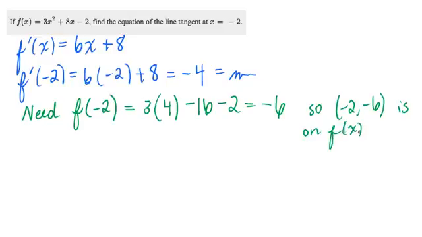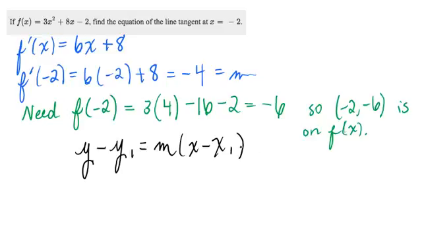And the line that we're finding the equation of is going to touch it right at that point. And it has the slope negative 4. So I would go with point slope form. y minus y1 equals the slope times x minus x1.